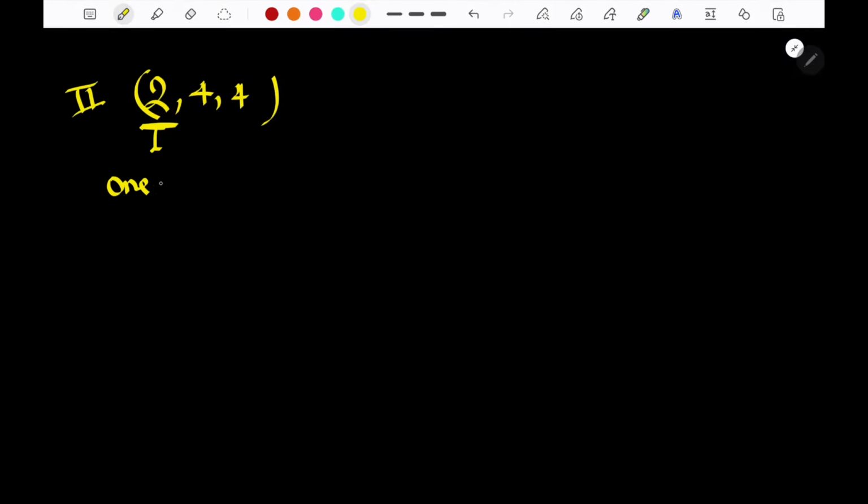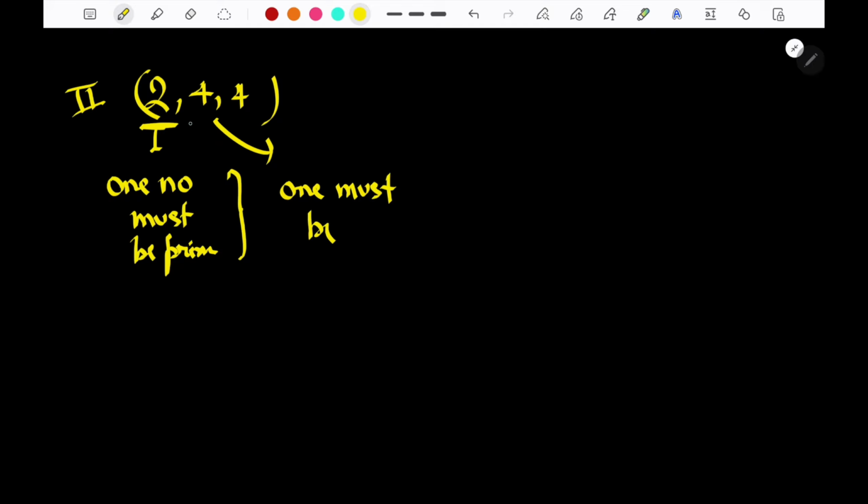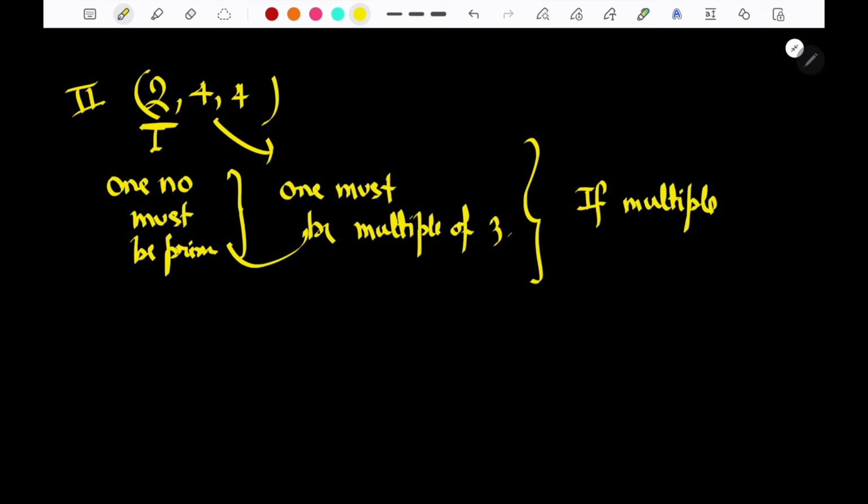Now this is 2, so it means one number must be prime. Superb. If one number is prime, then another must be a multiple of 3. Why? Because we are talking of consecutive integers, no? So one must be a multiple of 3. Now if the multiple of 3 is prime, both conditions are held by one number only. So if the multiple of 3 is prime, it is equal to 3 only.